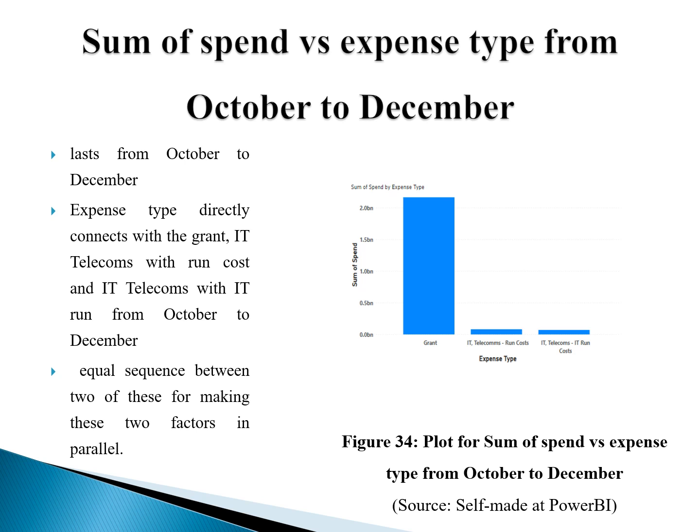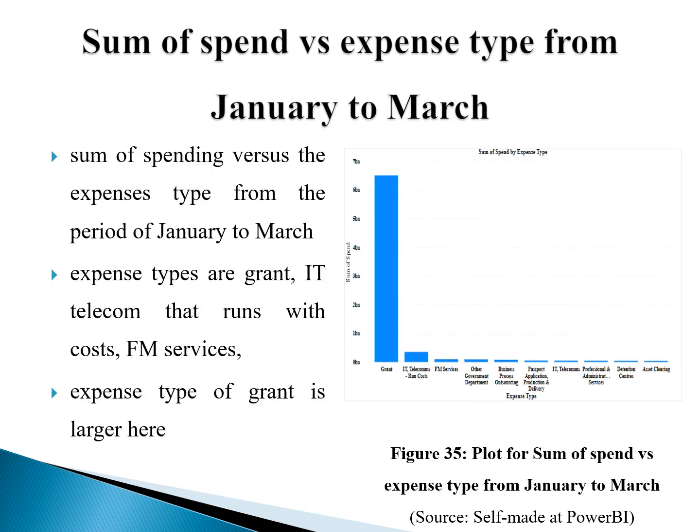This is the sum of spend versus expense type from October to December. Here expense type directly connects with grant, IT telecom and run cost, and IT telecoms with IT run. Sum of spend versus expense type from January to March: here I can say grant is the highest one, and the expense types are grant, IT telecom run cost, FM services, and many more.